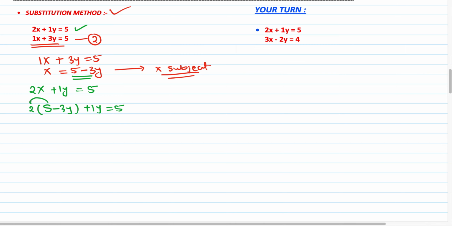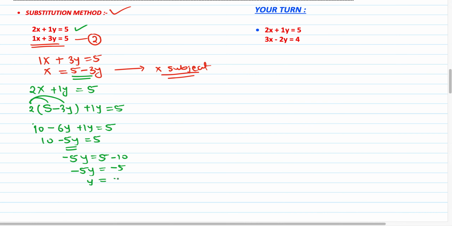So now 2 into 5 and 2 into 3 will happen. 2 fives are 10, minus 6y plus 1y is equal to 5, and 10 minus 5y will be 5. So I'm keeping minus 5y here only, and I'm taking that 10 to the other side, so it will become minus 10. 5 minus 10, minus 5y is equal to minus 5. y is equal to minus 5 upon minus 5. y is equal to 1. Okay guys, so this is the value of y I have got.